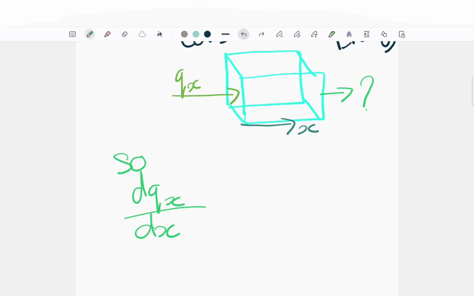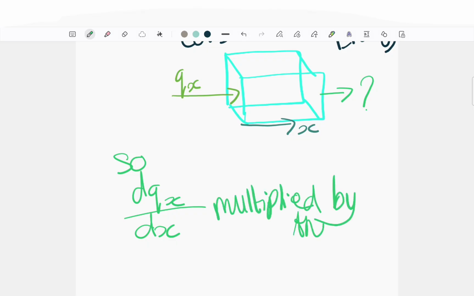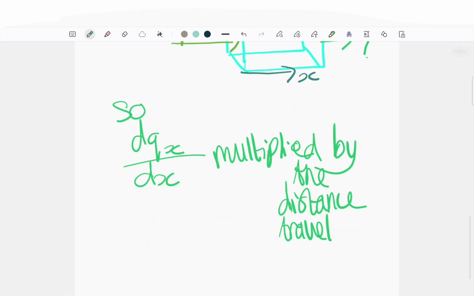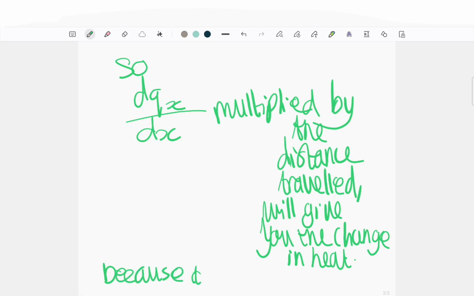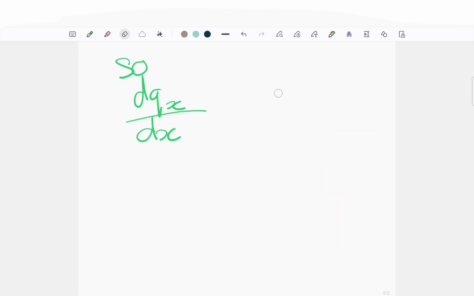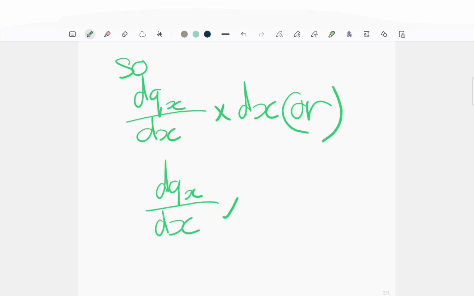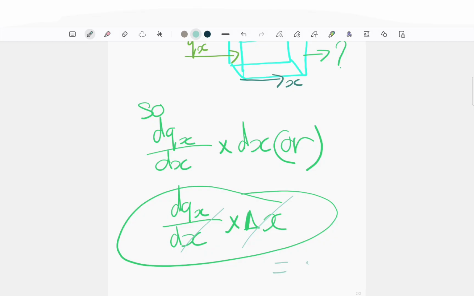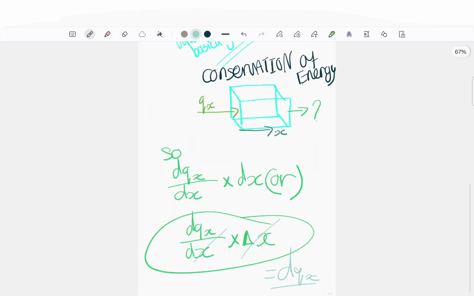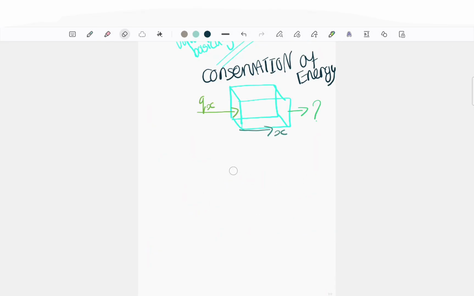Now, the dQx over dx only gives us the change in heat flow, but if we want to find the heat flow itself at the end, we will need to multiply the differential by the change in x. So then we know the distance that is travelled, that's the change in x, multiplied by the derivative, the x's will cancel out, and you'll have the heat flow at that point, or at the end face of the cube. So that's what's represented here.